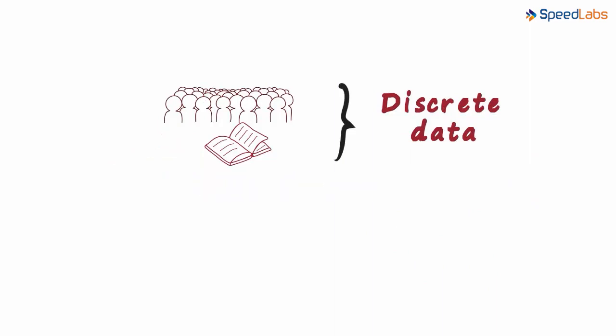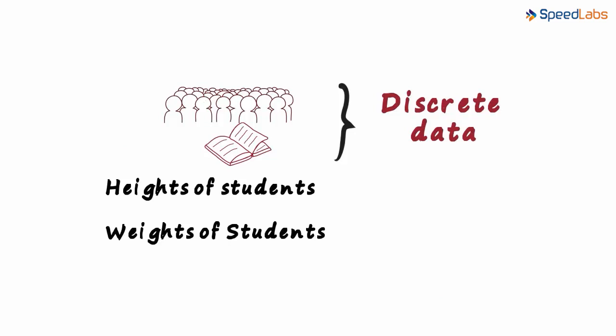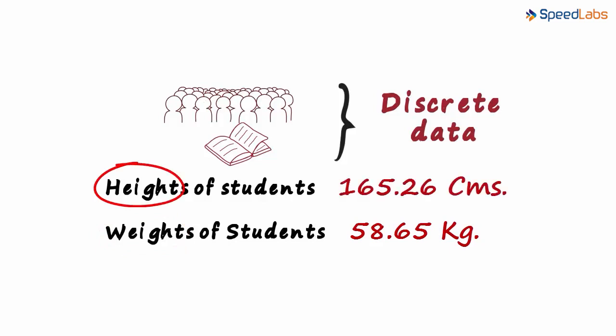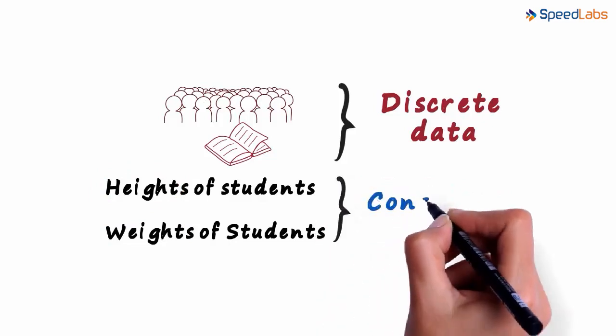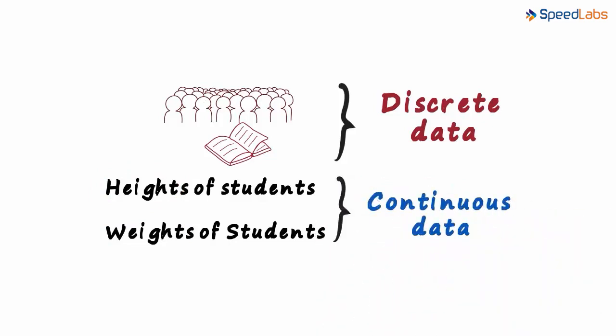Sometimes we may need the heights or the weights of students. Well, the heights and weights need not be natural numbers. The weight can be something like 58.65 kilograms and the height can be something like 165.26 centimeters. This kind of data is called continuous data. They are not a countable set of values.